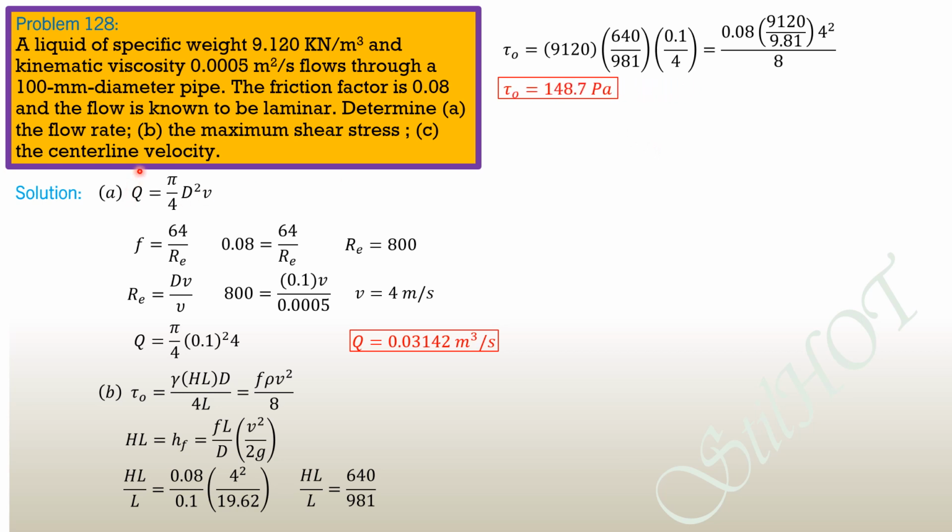Then finally, the centerline velocity. The centerline velocity for laminar flow is twice the mean velocity. Therefore, the centerline velocity is just 2 times 4, and therefore it is 8 meters per second. So that's it for this problem.